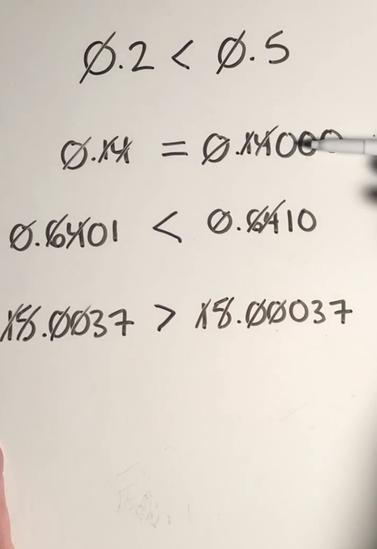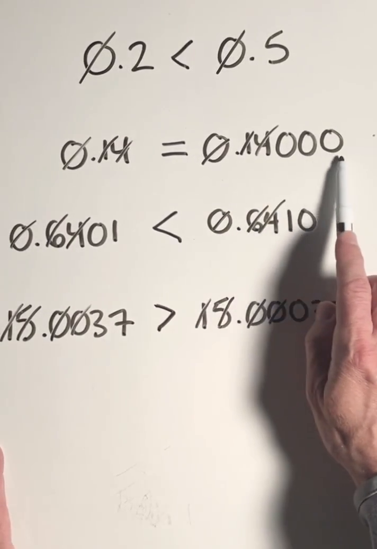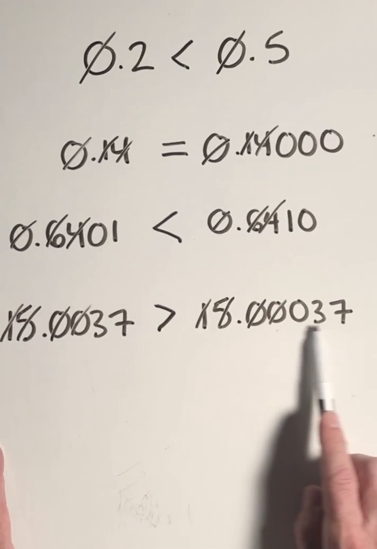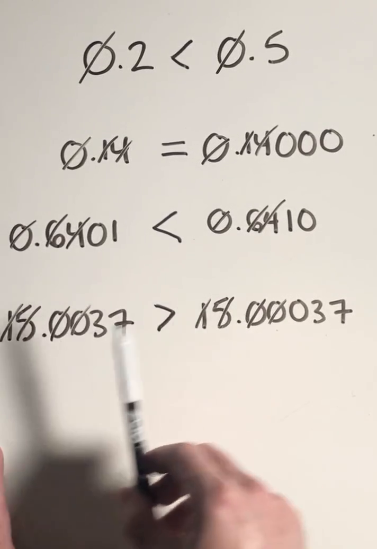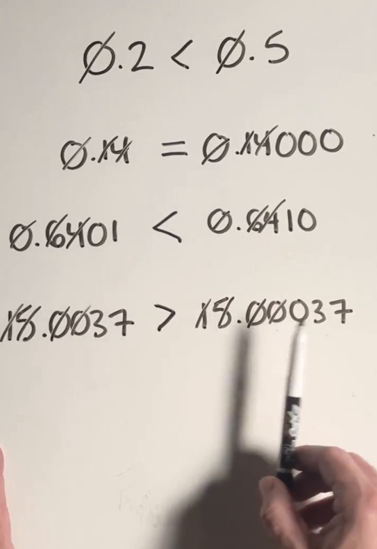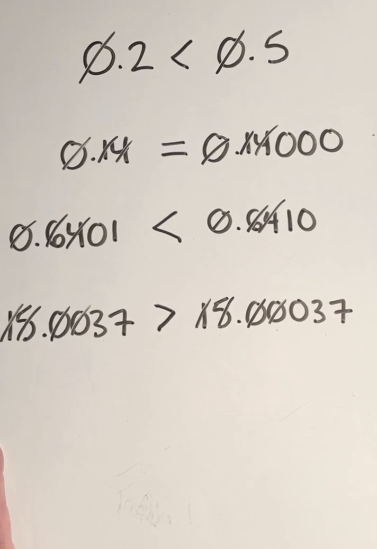In a few of these, note that just because a decimal appears to be longer does not mean that it is larger in value. We need to compare the digits from left to right in place value, and as soon as we find that one is larger than the other in the same place value, that decimal is larger.